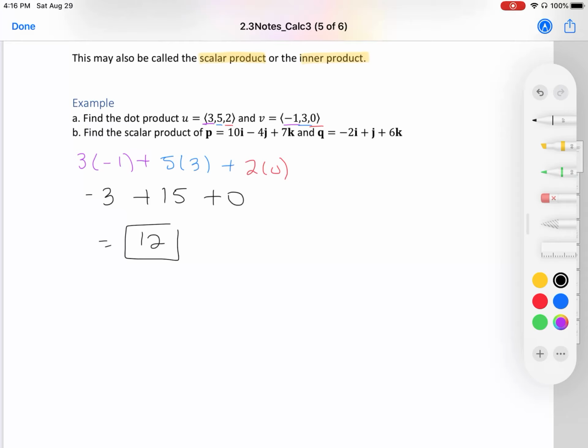We get 12 as our answer. I trust you can do B as well. B just has the vectors written as standard unit vectors, but if you don't like the way that's written, you can go ahead and change them to a vector. All right, I'll let you do B. Your answer should be 18.